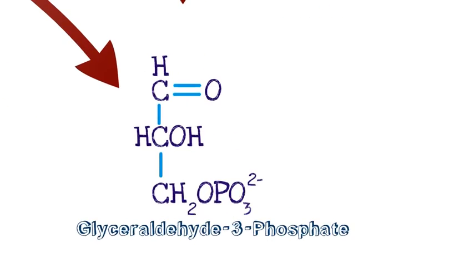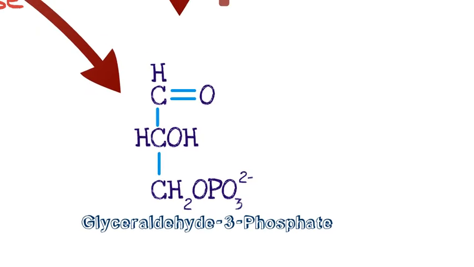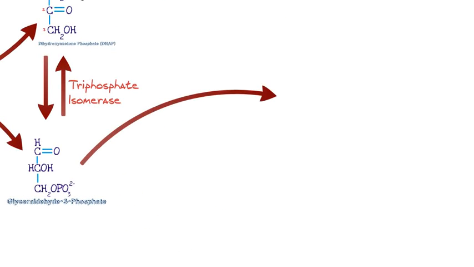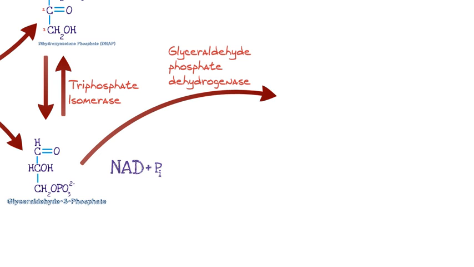So once you have glyceraldehyde 3-phosphate, the next step is a dehydrogenase reaction. Glyceraldehyde phosphate dehydrogenase comes in, so it's removing hydrogen ions. So NAD, a hydrogen ion carrier, and an inorganic phosphate group come in.